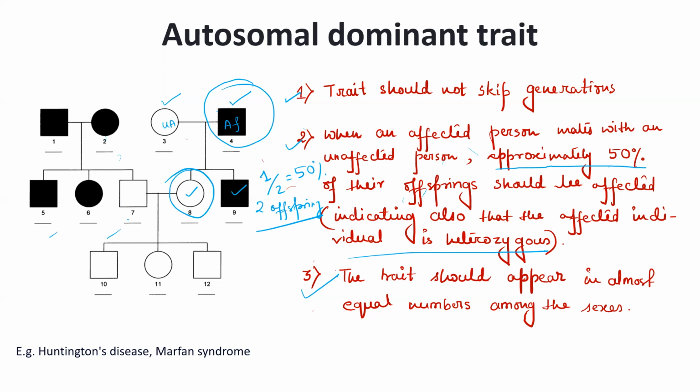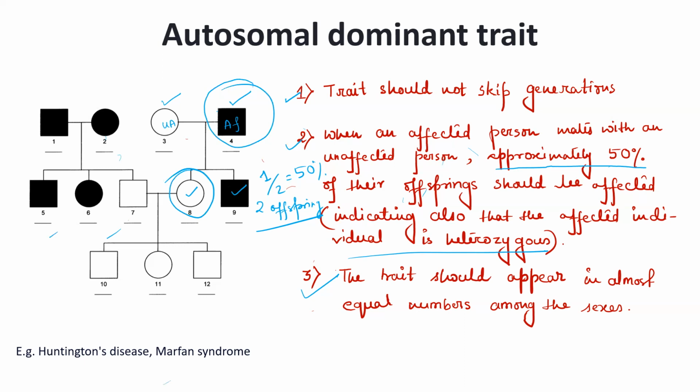And remember, the affected individual should have at least one affected parent. One affected parent is a must. Clear? So these are the three most important criteria for autosomal dominant trait.